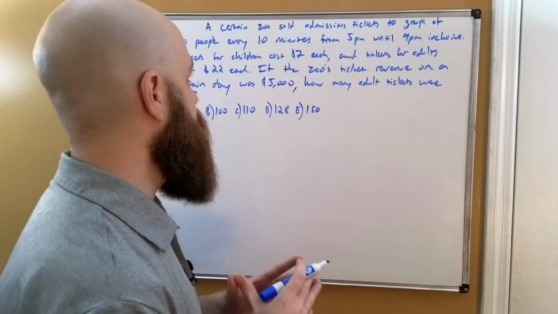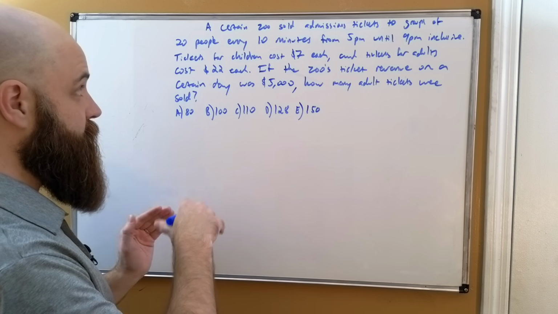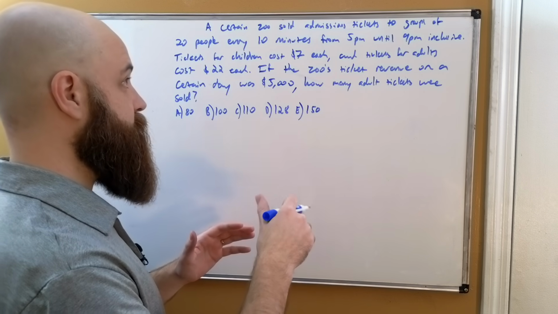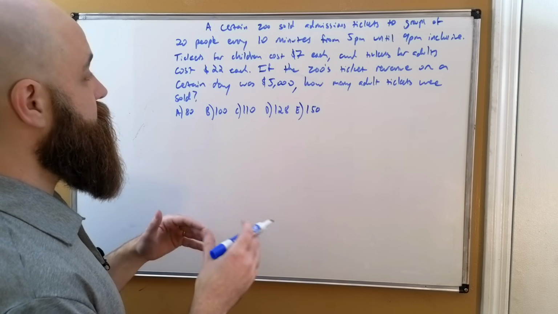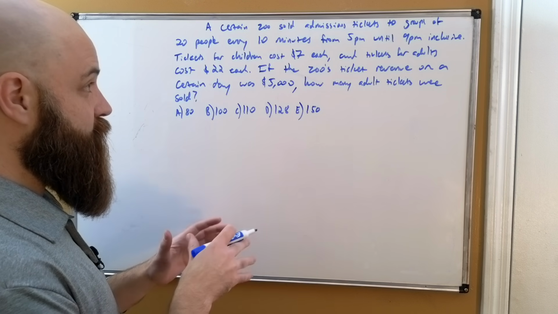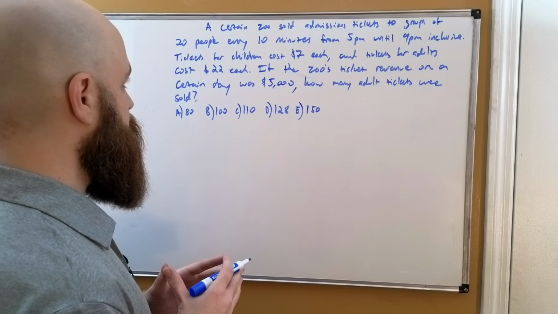All right, let's take a look at this one. A certain zoo sold admissions tickets to groups of 20 people every 10 minutes from 5 p.m. until 9 p.m. inclusive. Tickets for children cost $7 each and tickets for adults cost $22 each. If the zoo's ticket revenue on a certain day was $5,000, how many adult tickets were sold?